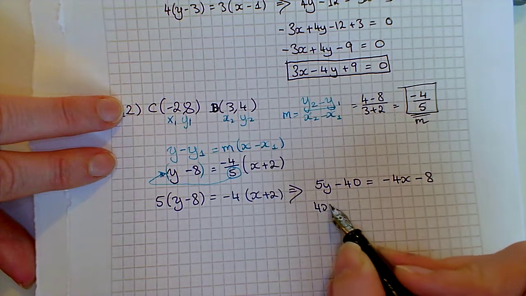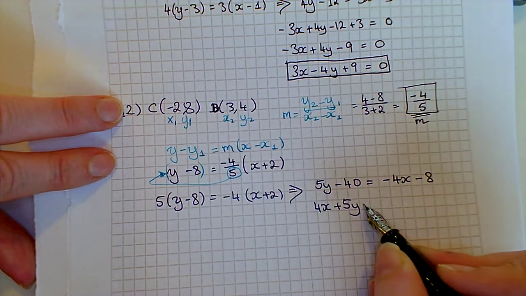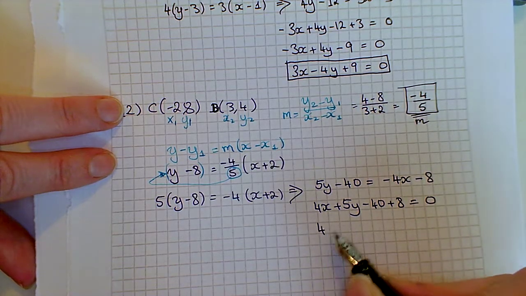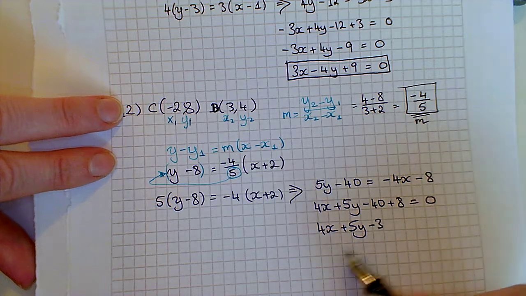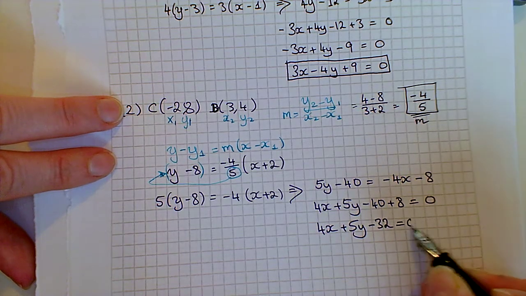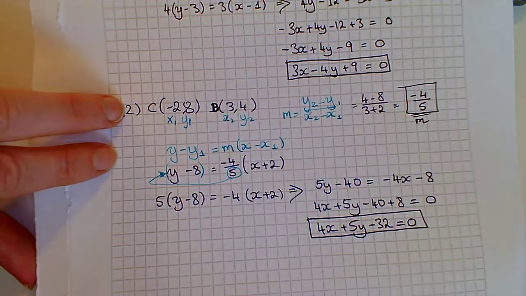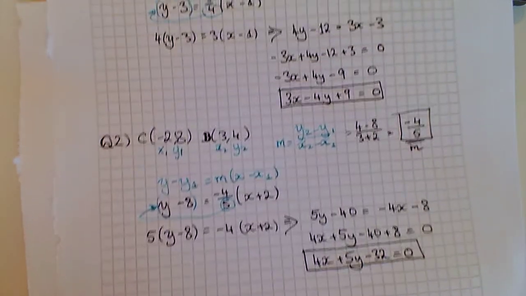Bring everything to one side. It becomes a plus 4x plus 5y minus 40 plus 8 equal to 0. And tidying it up by adding like terms, we have 4x plus 5y minus 32 equal to 0. And that is our equation of the line as required.